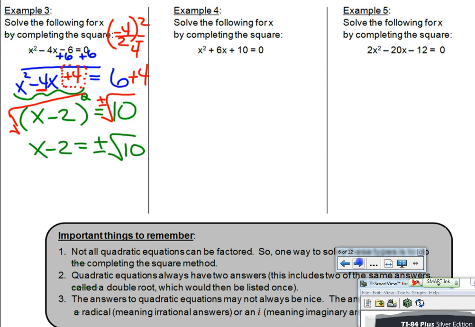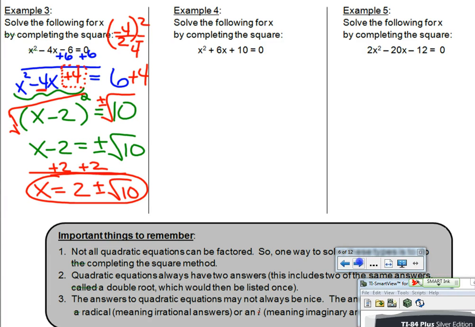Okay, so unfortunately, we can't get rid of that radical. Radical 10 does not reduce. It's not pretty, so you're going to leave it that way. All I have to do now is get rid of the minus 2 by adding the 2 over. And you're going to get x equals 2 plus or minus radical 10. All right, so this bad, ugly answer indicates the original problem could not be factored. And when it does not come out to be pretty, the radical, then we don't have to separate them. These are, in fact, your answers.